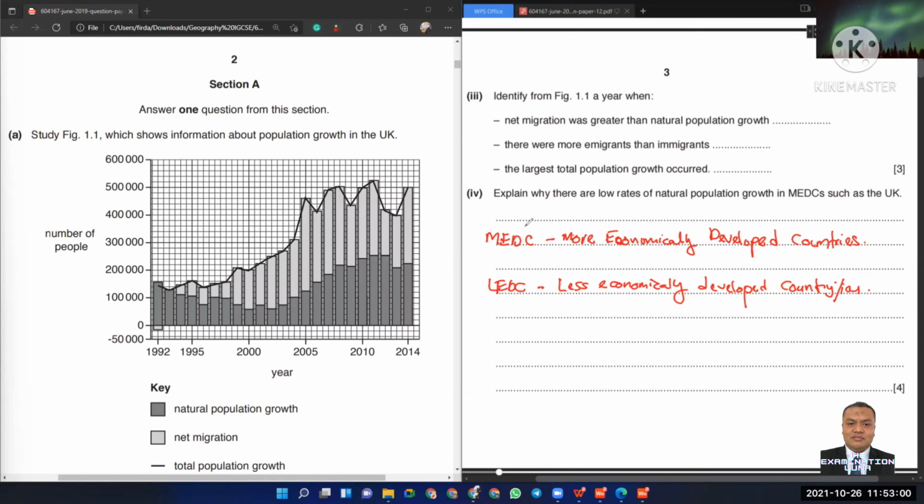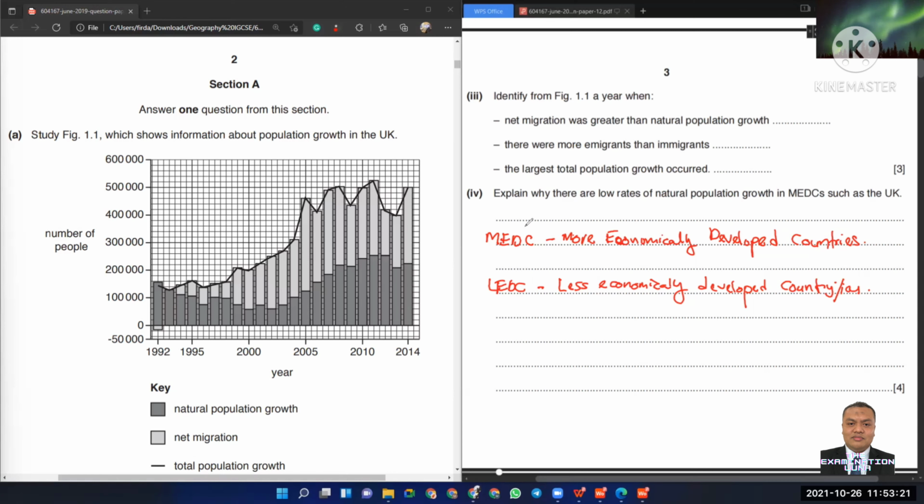will have the countries such as UK, Japan, France, Germany, and so on. And then for the less economically developed countries, you can say maybe countries such as the Burma or Myanmar, or maybe African countries, or maybe the Middle East countries. Okay, those are the less economically developed countries.